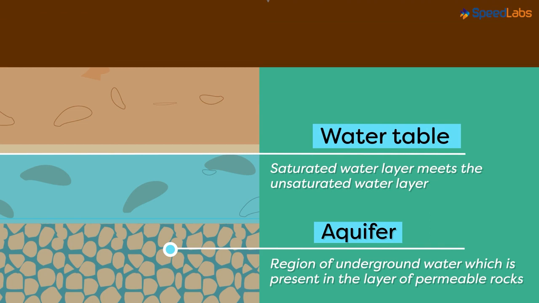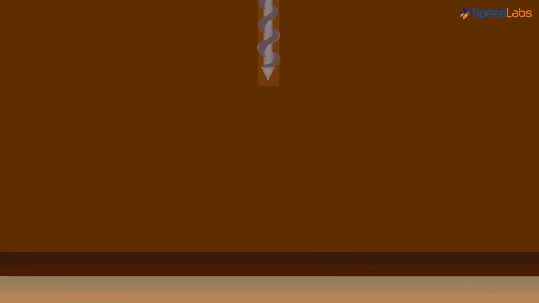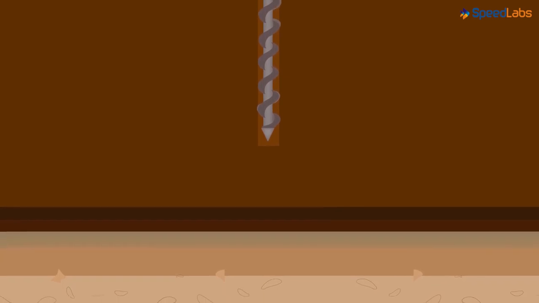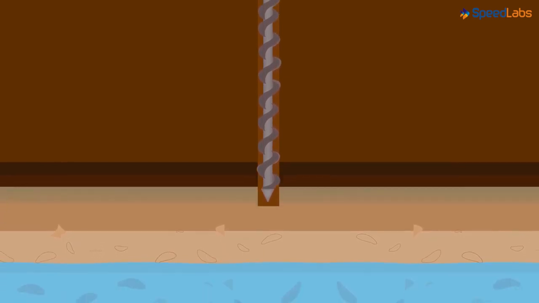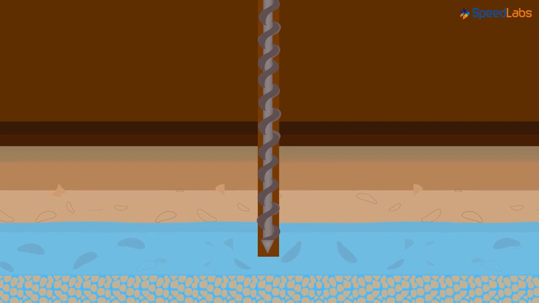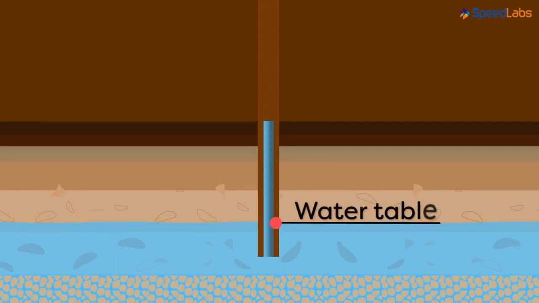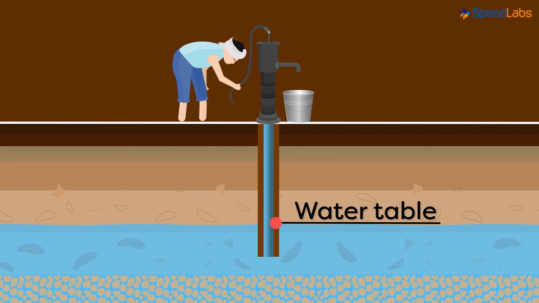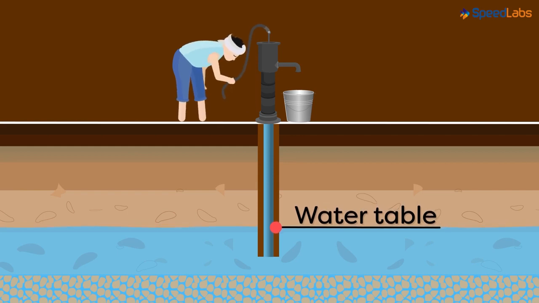To understand this, let us assume that we are digging deep into the soil. What will happen as we keep on digging? We will finally reach a point where we encounter water. This point where we find water is nothing but the water table. The water table is a good source of water. Water from this region can be easily drawn and used.